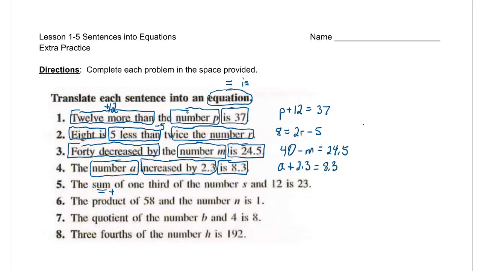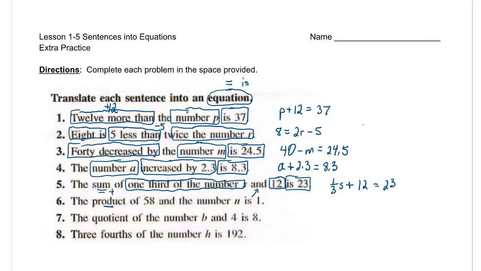Now number 5, the word sum means to add, but you have to read further to see what the things are that you're adding. 1/3 of a number s, that's one of the things in the sum. And then you'll see the word and. That word joins the next number that's in the sum, which is 12. So the sum is 1/3 of s and 12. And now it says is 23, so that's equals 23.